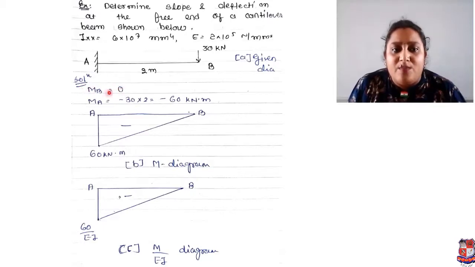Okay. So MB is equal to 0. Now we have to find the moment at A. So the moment at A will be 30 into 2, but it is downward, so it will be minus. So our moment at A is equal to minus 30 into 2, which is minus 60 kilonewton into meter.